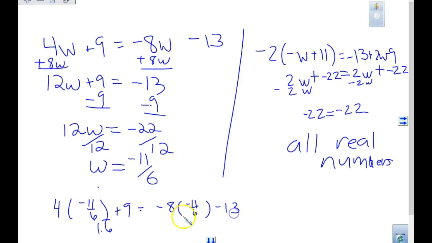And now you go to -8 times -11 over 6 minus 13. Now what happens, negative times a negative, right, is positive, and you get the same answer if you put it in your calculator. So checking it on your calculator is a really good thing, okay?